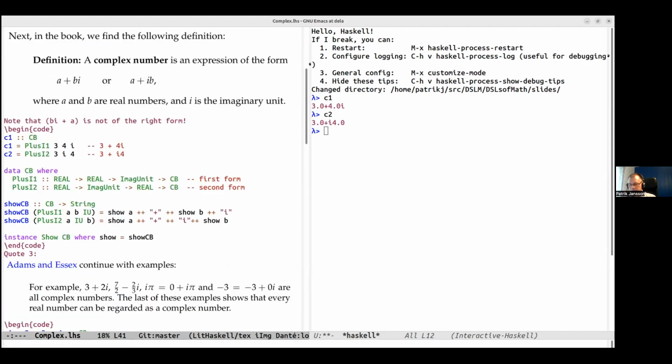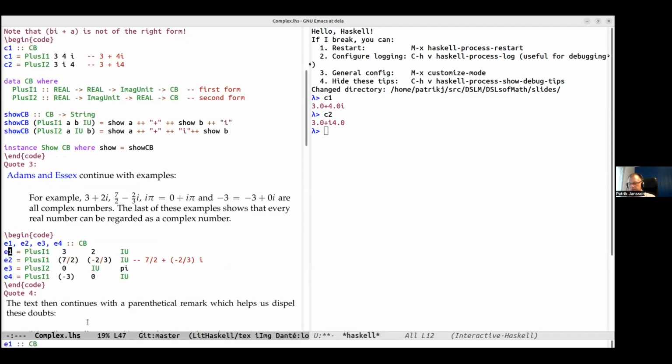So that's just for convenience. Okay, and then we get some examples. This is the third quote. Now this gets a little bit interesting, especially as we said that bi plus a and so on is not the right form. Here we continue with examples. 3 plus 2i. Okay, that seems fine. We can write that. Here is that example. 3, 2, i, and the plus 1 form.